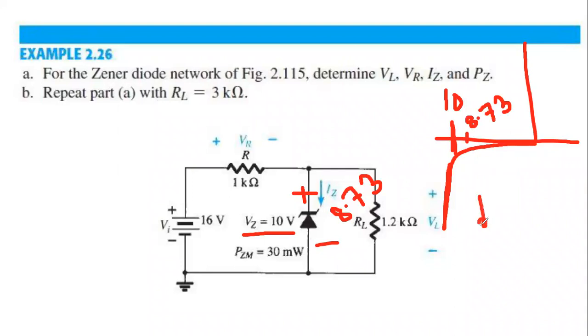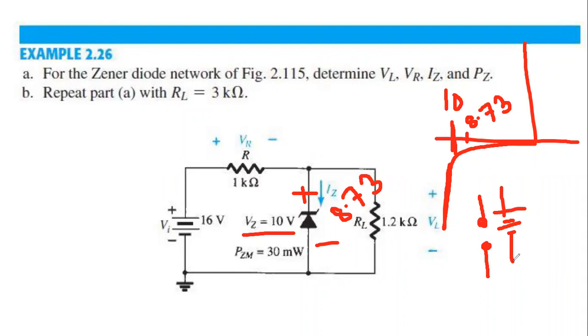Now the Zener diode will be open circuit, because only when it enters the Zener region does it become the voltage source. But it did not cross the 10 volt limit. Am I clear? So that's why it is reverse biased, I know.